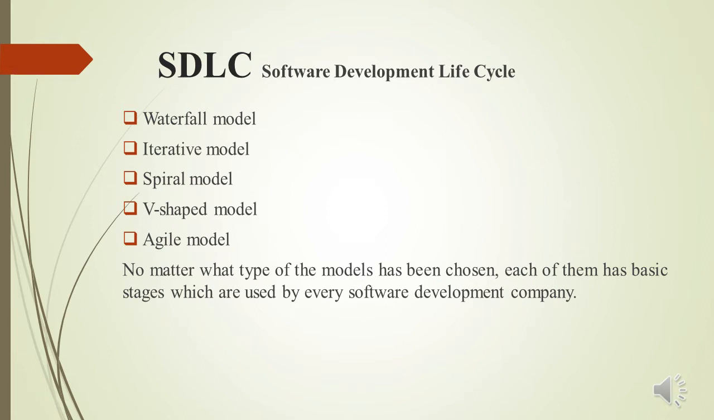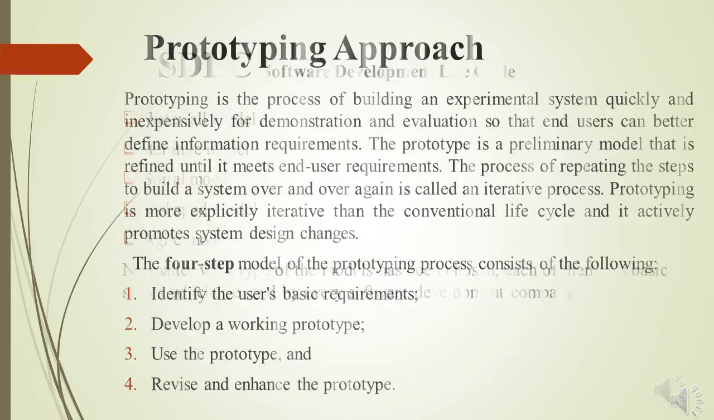Next one, the spiral model. It combines elements of both design and prototype-in-stage in an effort to combine the advantages of top-down and bottom-up concepts. This model of development combines the features of the prototyping model and the waterfall model.